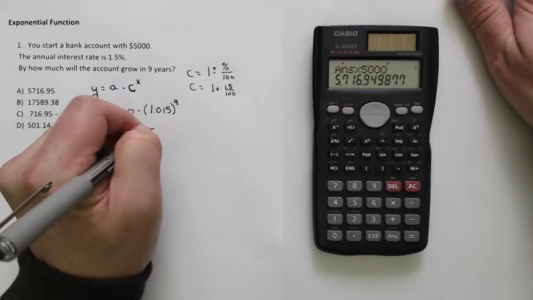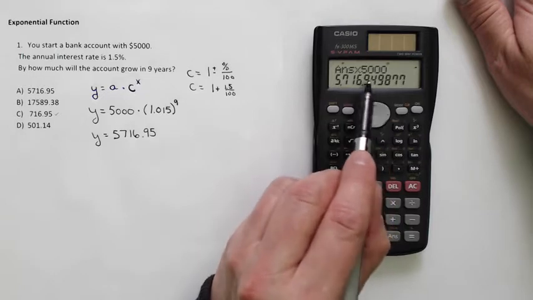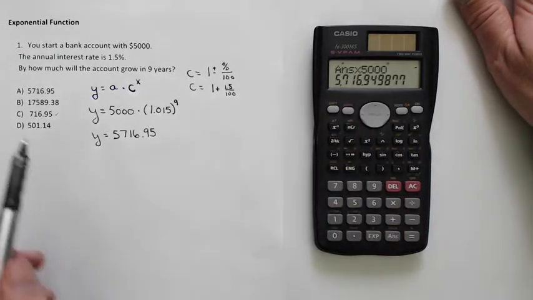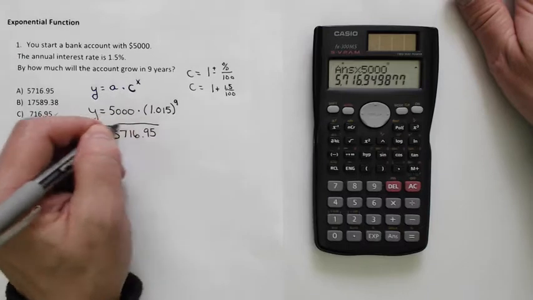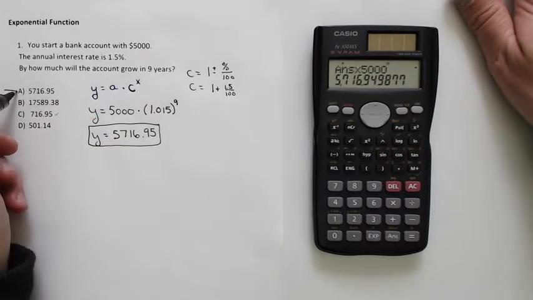$5,716.95. Careful on the rounding. We want 2 decimal places for money, and that 4 is followed by a 9, so it becomes a 5. Just got to be careful here because that's the value of the account. And you'll see the answer sitting right there, but that's not the right answer.